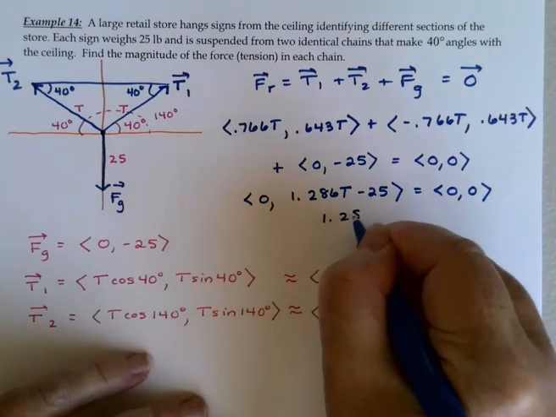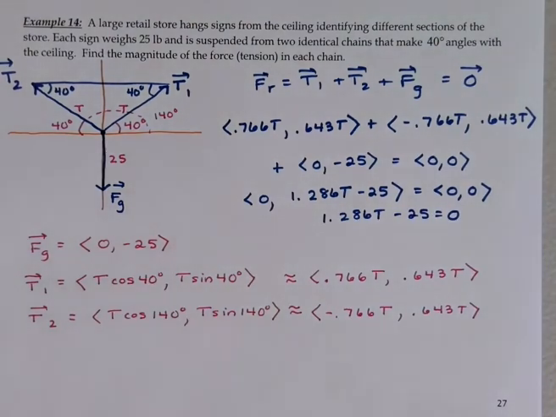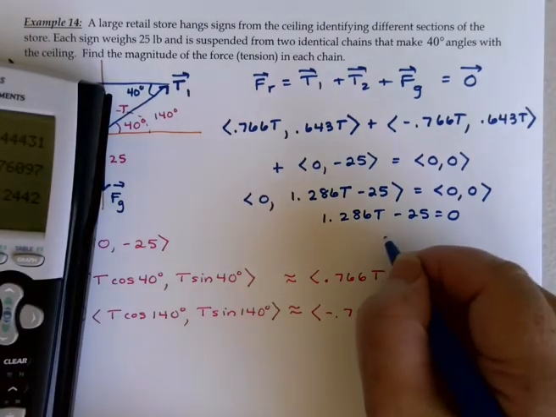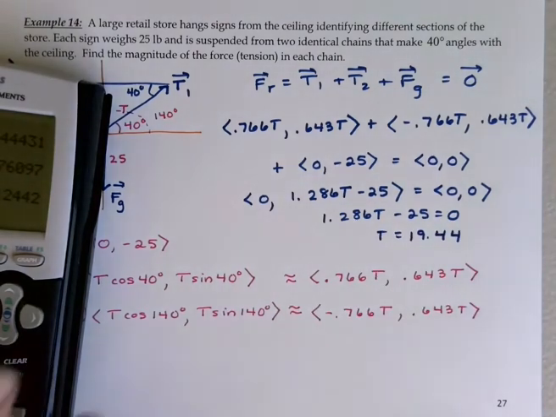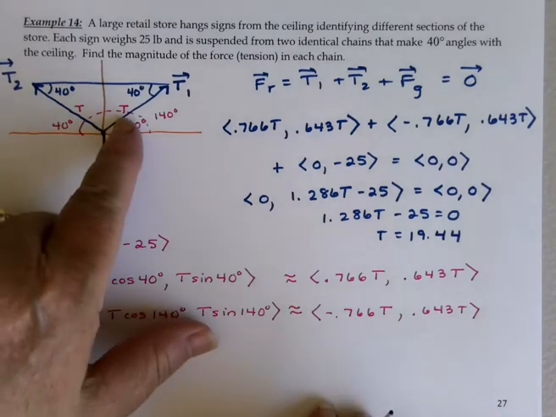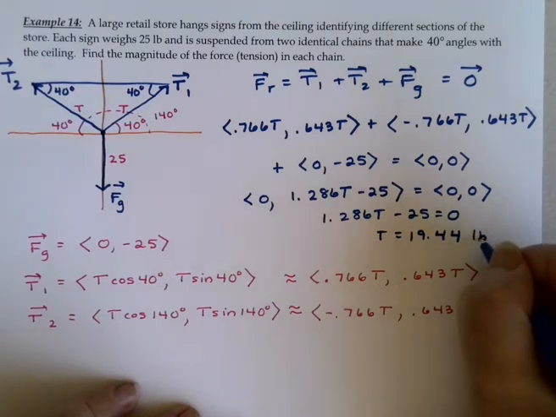Since 1.286t minus 25 must equal 0, 25 divided by 1.286, excuse me, is 19.44. And so the tension in each chain has a magnitude of 19.44. Notice T was the magnitude of each tension vector. And that would be in pounds.